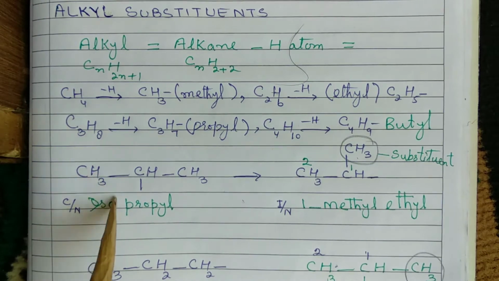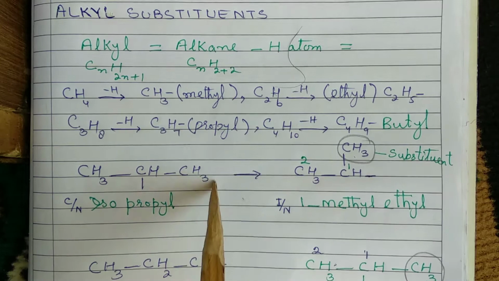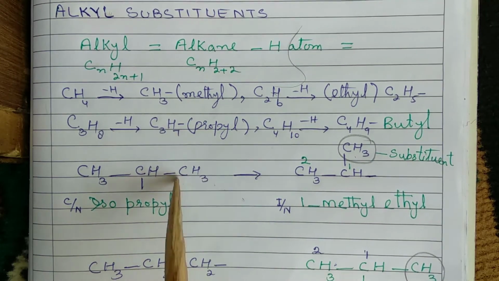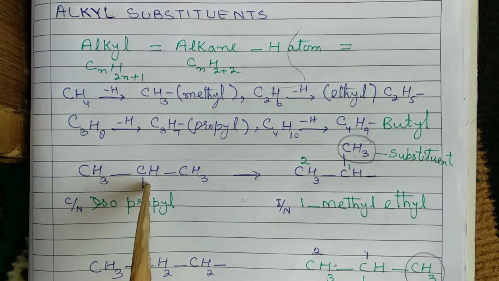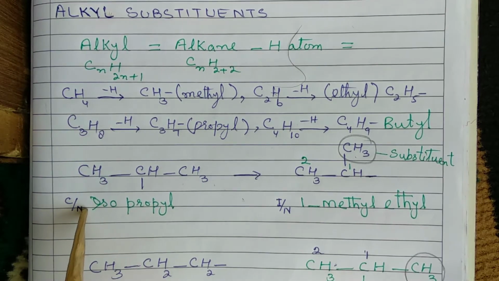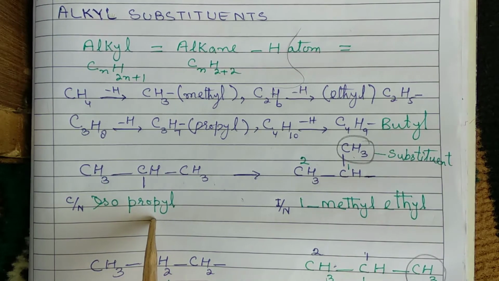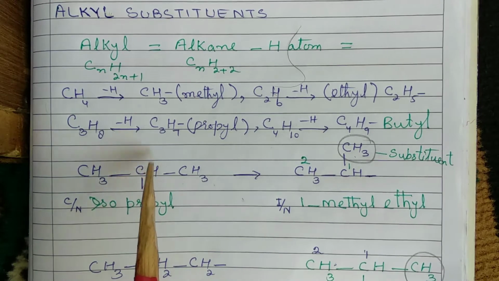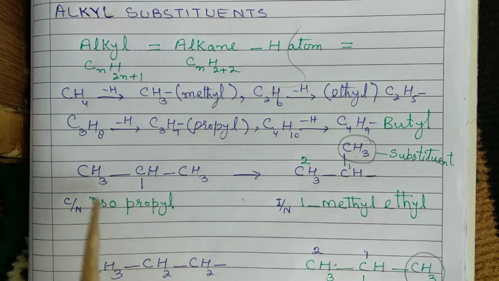Here is the compound structure. You can see CH3, CH3. Dear students, this is a very special case. One hydrogen is removed from the central carbon atom. So we can name it like this: isopropyl. This is a very special case for propyl. Isopropyl. Whenever any hydrogen atom is removed from the central atom of propane, that's called isopropyl.